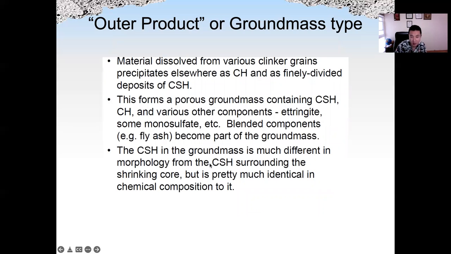So the CSH in the ground mass is very different in morphology. In other words, the shape of CSH in the ground mass is different from the CSH in the shrinking core. Okay, but chemically, they are pretty much the same. So we talk about three types: the ground mass, the shrinking core, and also the heavily green. So chemically, these three types of CSH are the same, but they occur in different places.